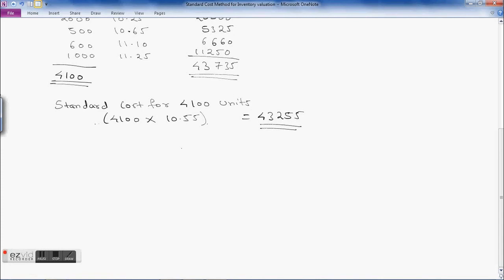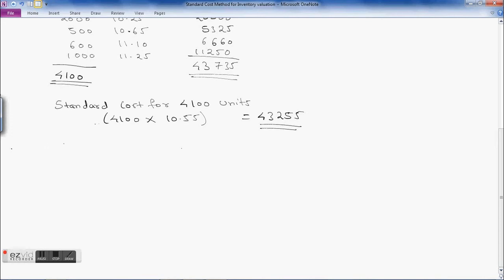Now we see our standard cost is less than the actual cost. So whatever the actual cost is, we have to adjust our closing stock and cost of sales to the actual cost, since the actual cost is greater than the standard cost. If the standard cost is greater than the actual cost, then we will value the product at the standard cost, or vice versa. So we will take the cost whichever is greater.